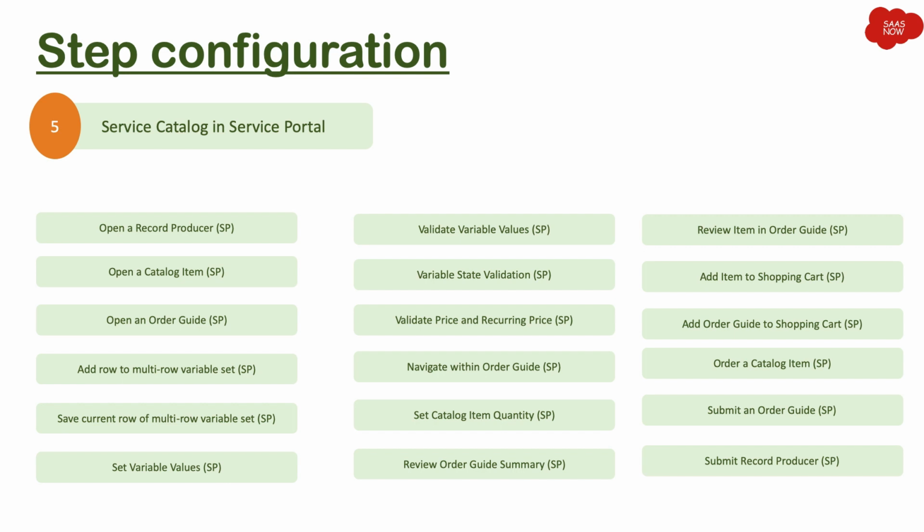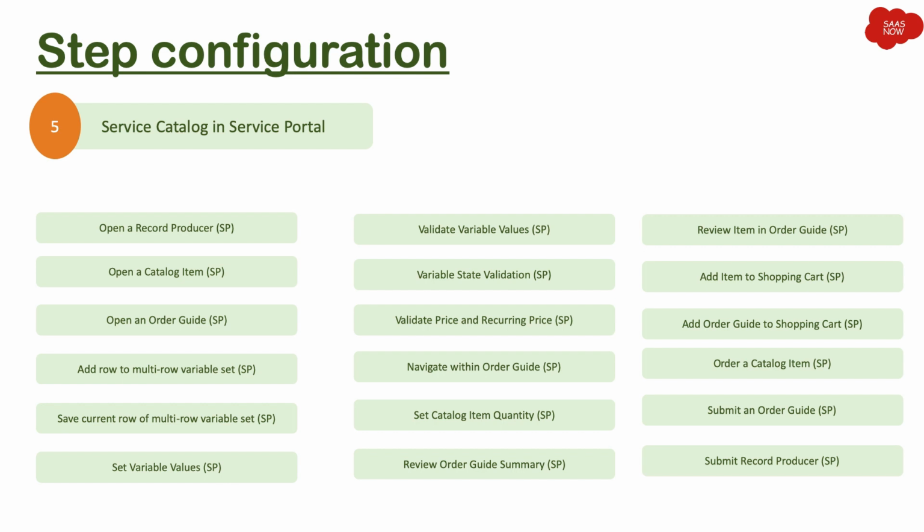like open a record producer in Service Portal. So wherever you see this SP, that means Service Portal. Open a catalog item, open an order guide, add row to multiple row variable set, save current row of multiple row variable set, set variable values, validate variable values. Now these are all for Service Portal.